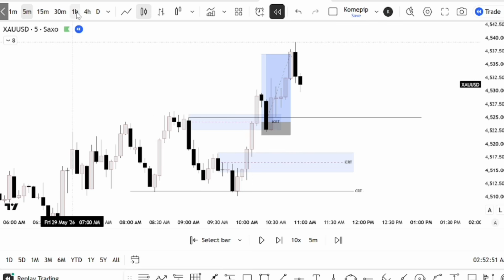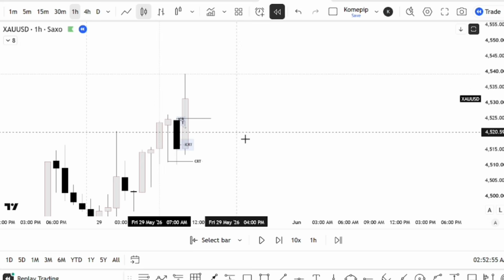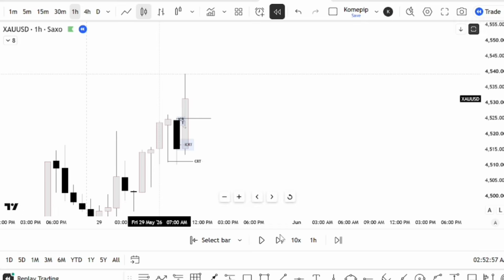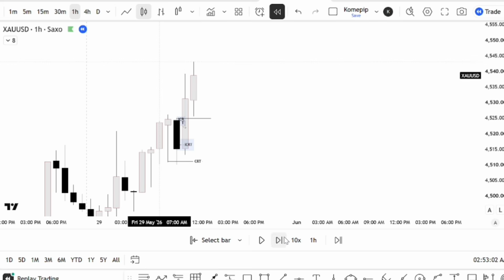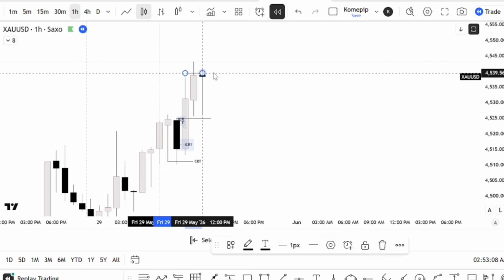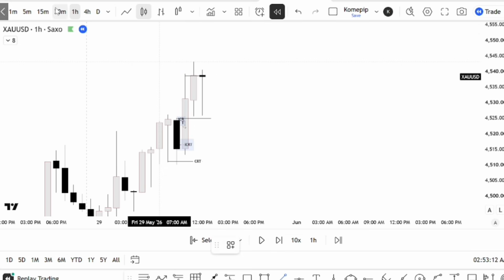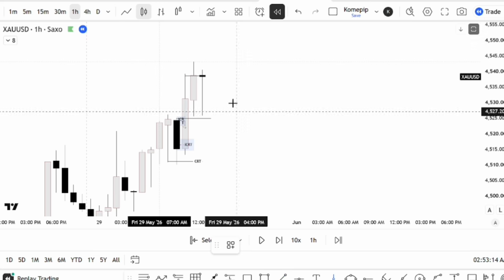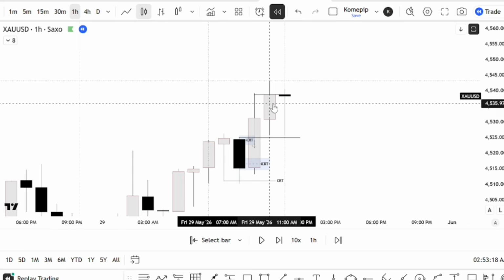In order for us to confirm, we need to go to the higher time frame, because the higher time frame will tell us whether we're going to see a CRT or not. As you can see, we have a CRT here. So the same framework. Once our CRT is confirmed, that's our CRT.